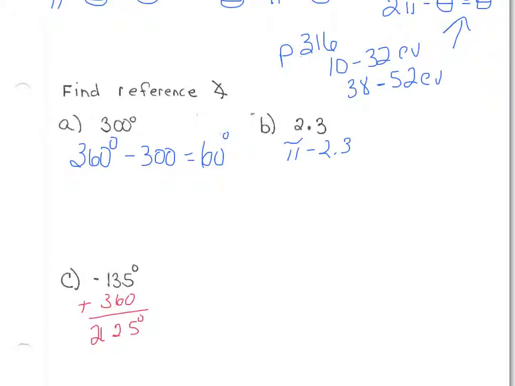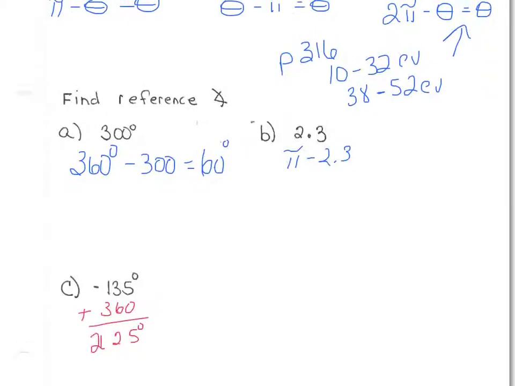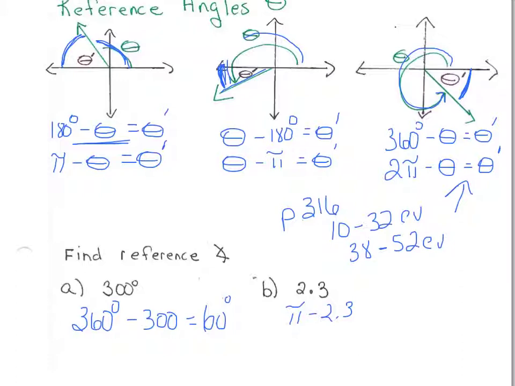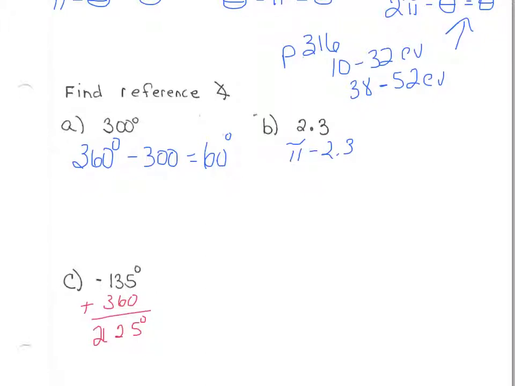What quadrant is 225 degrees in? Quadrant 3. Okay, so if we're in quadrant 3, how do we find our reference angle? Theta minus 180. So this would be 225 minus 180, which means we have a 45-degree reference angle. So when you have a negative angle, the easiest way is to change it to a positive coterminal angle. And then you can figure out which quadrant you're in.